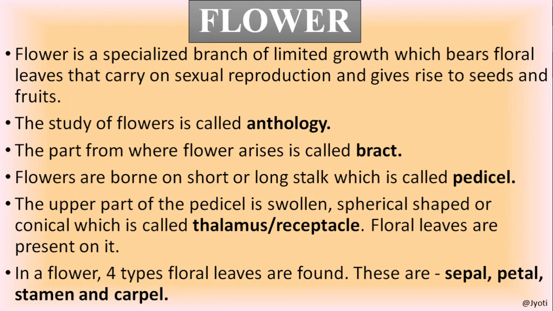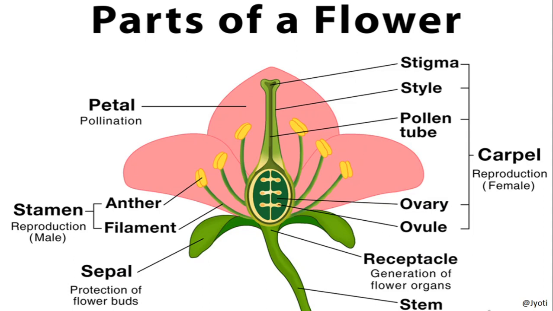And in a typical complete flower there are 4 types of floral leaves. From outer to inner they are sepal, petal, stamen and carpel. So this is a typical angiospermic flower.